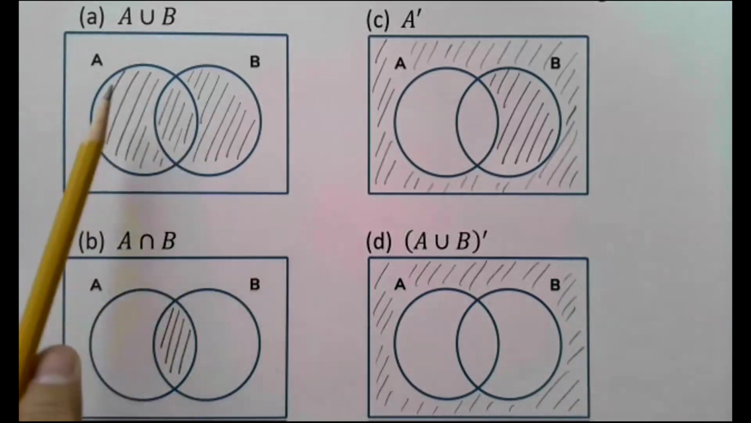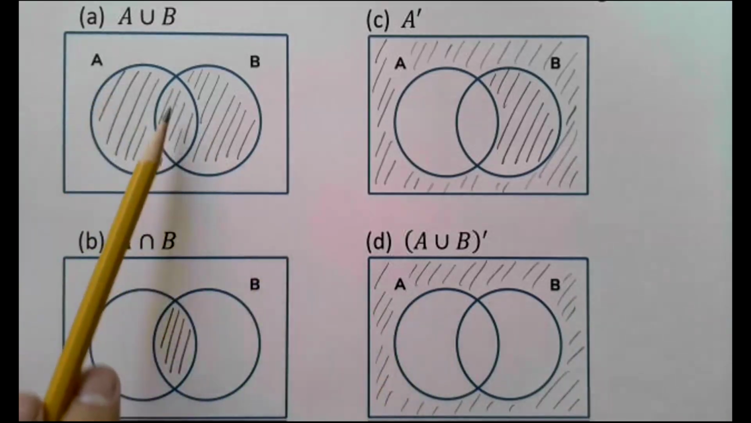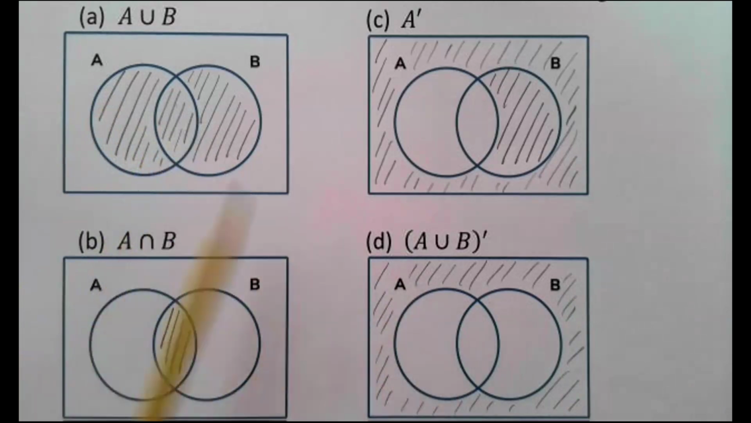So notice how these two are opposites of each other, right? Here's A union B. Here's the opposite, or the complement, of A union B. As far as shading goes, we shaded opposite things on those two pictures. That's what complement means.